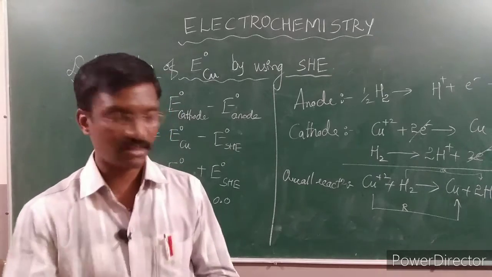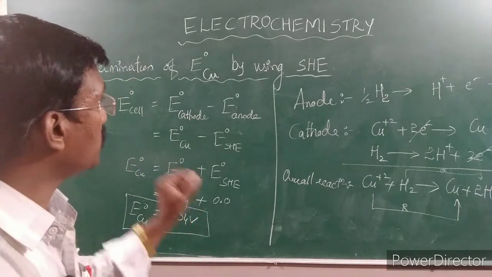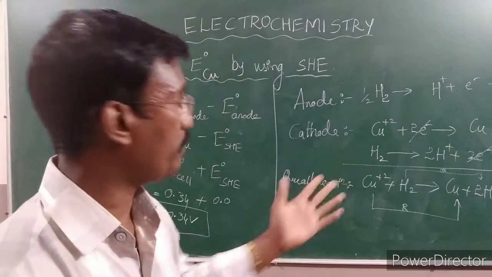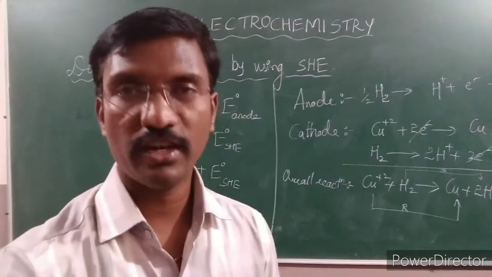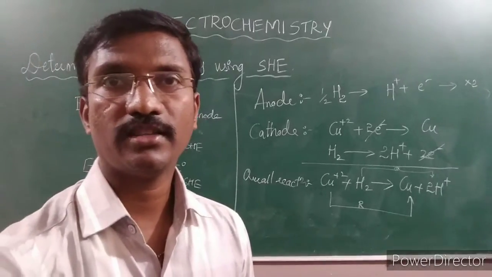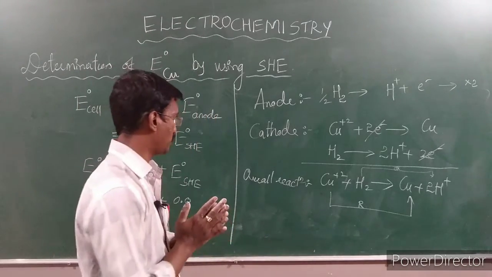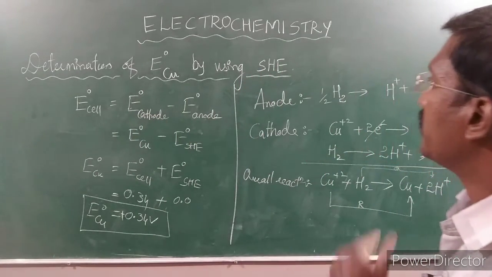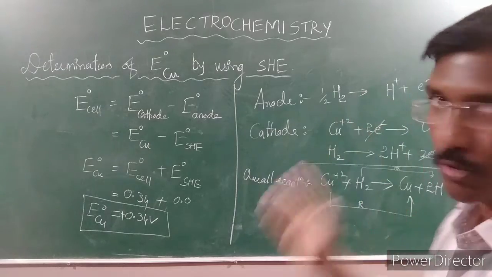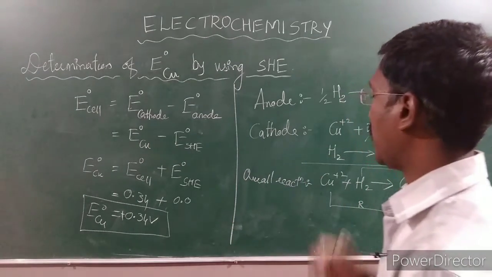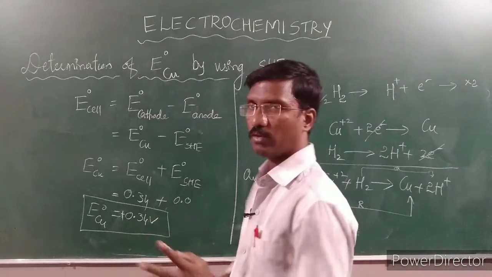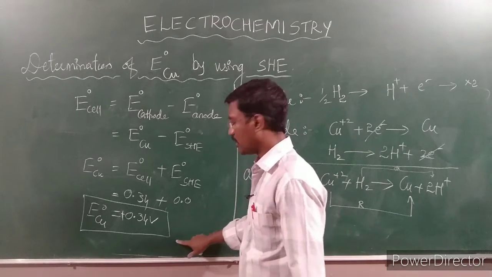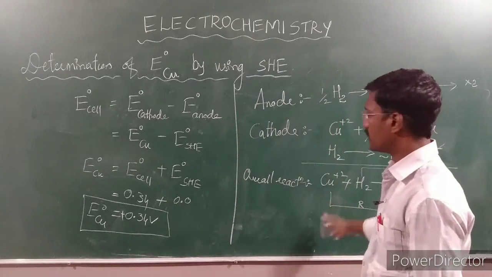Sometimes you may have a question like this: write the reactions taking place at the anode and cathode when the cell is connected to the SHE and copper. At that time you have to be capable of writing the reactions here. Similarly, you may have questions like: determine or calculate the standard electrode potential of copper by using SHE. If they ask like this, it will be for 2 to 3 marks. Write some explanation and begin to calculate, and up to here you have to write. If you have written this, it will be better.